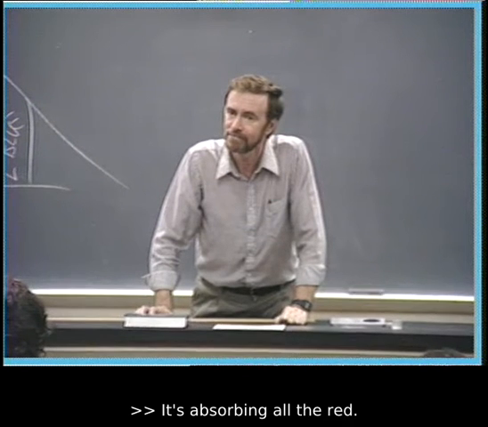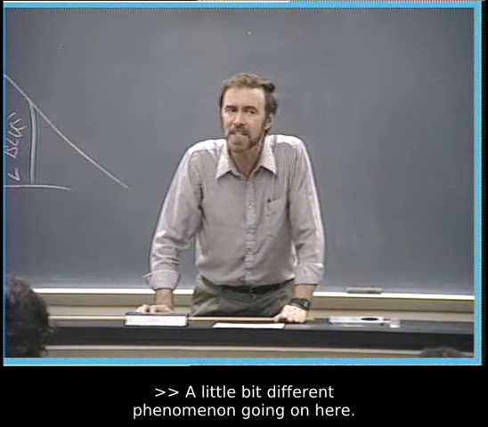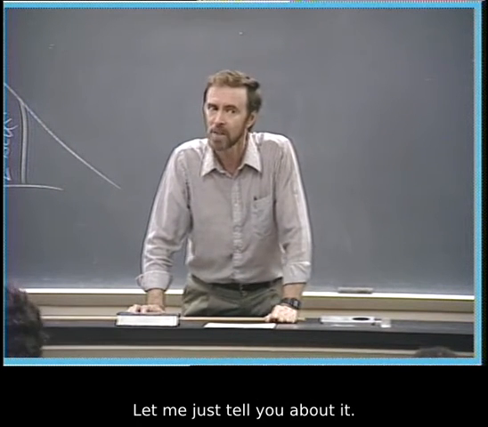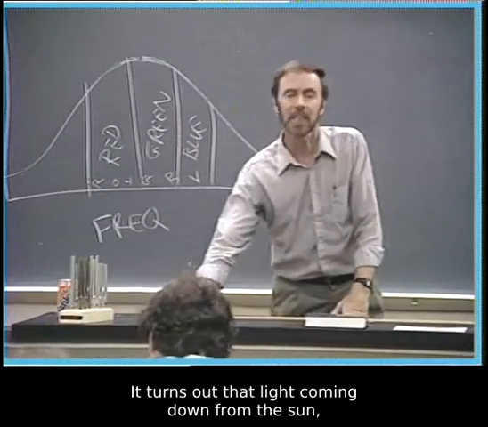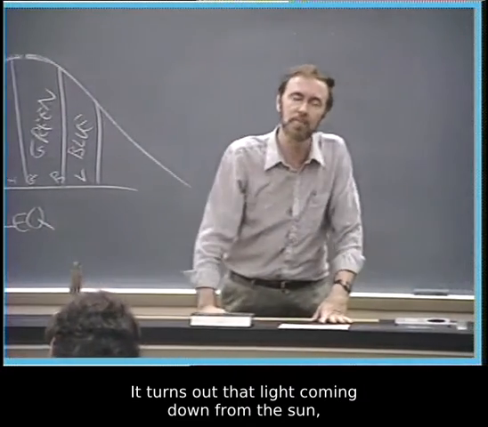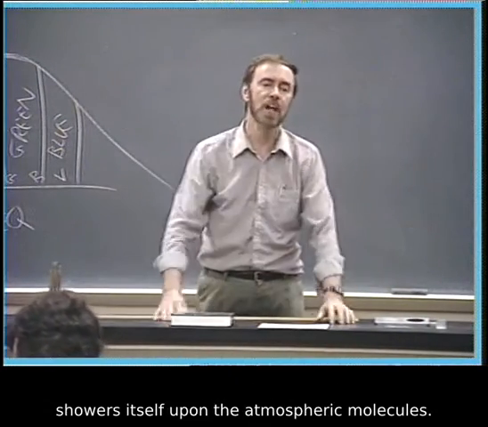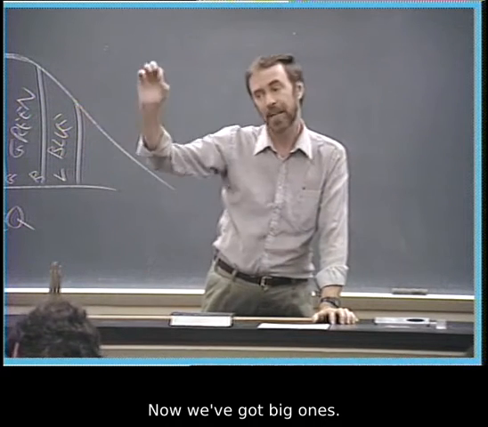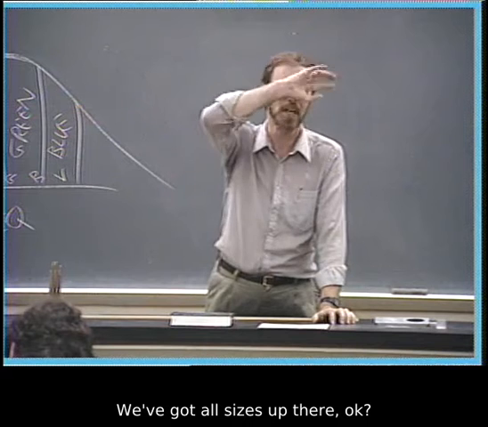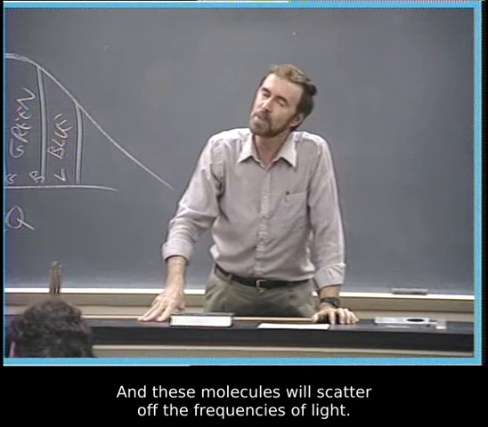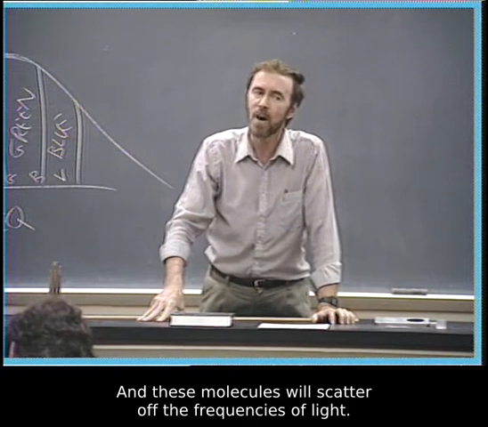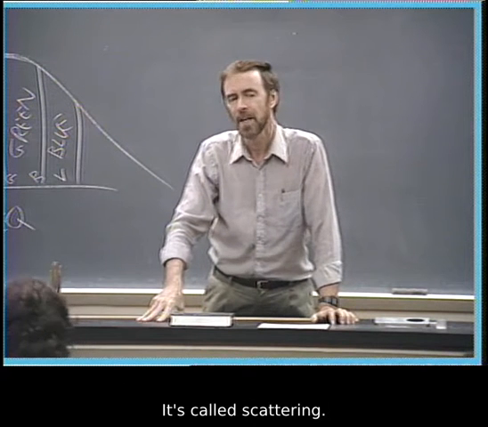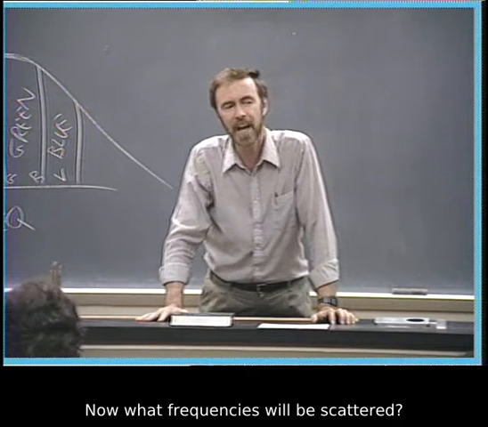It's absorbing all the red. Little bit different phenomenon going on here. Let me just tell you about it. It turns out that light coming down from the sun, boom, showers itself upon the atmospheric molecules. Now we got big ones here, we got little ones, we got all sizes up there, okay? And these molecules will scatter off the frequencies of light. It's called scattering. Now, what frequencies will be scattered?